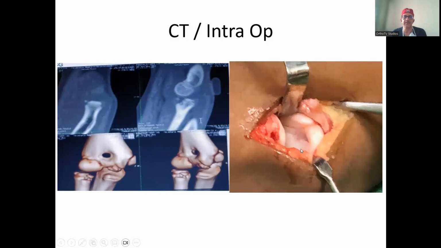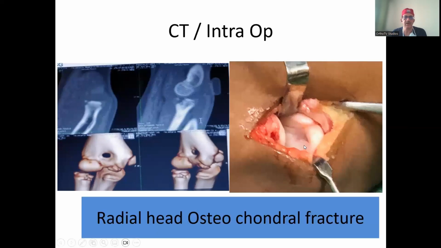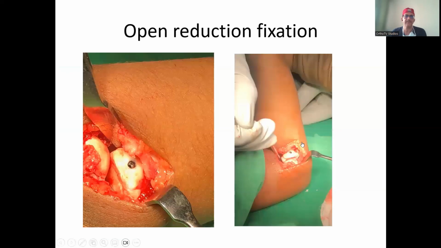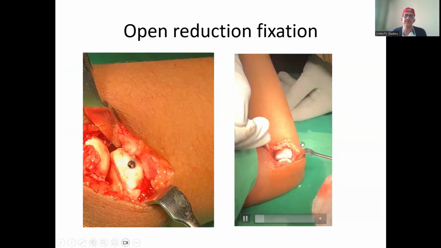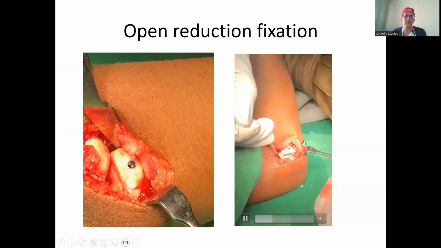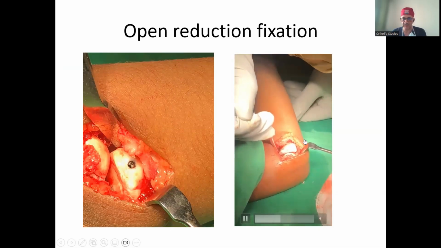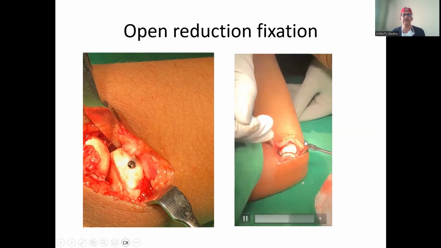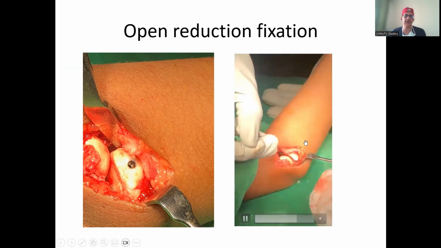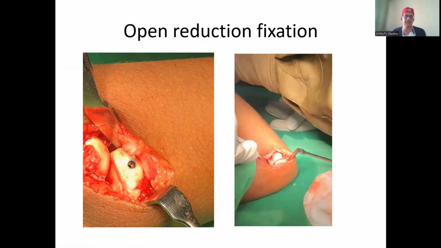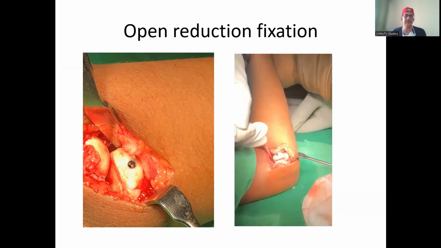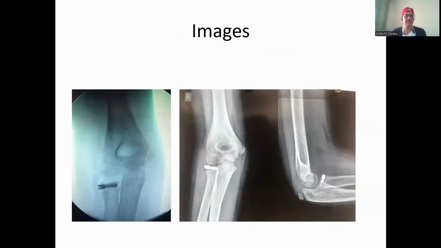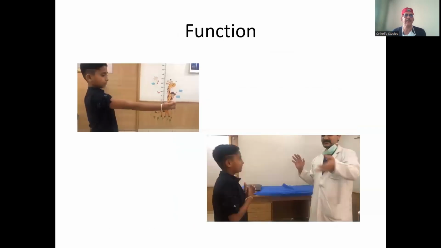And that was his intraoperative picture. So he had to undergo an open reduction for this radial head osteochondral fracture. After open reduction, we had to put a Herbert screw to restore the articular congruity and reduce the shaft of the elbow and the remaining head back to its normal position. That was the intra-op video, and this was his post-operative imaging. That's his function at 3 months down the line.